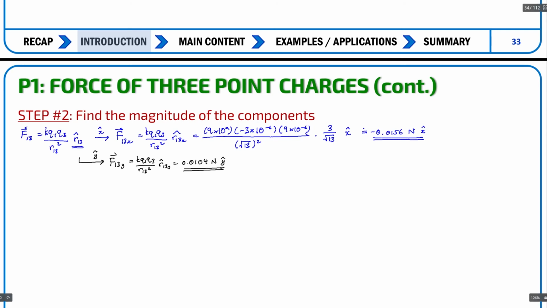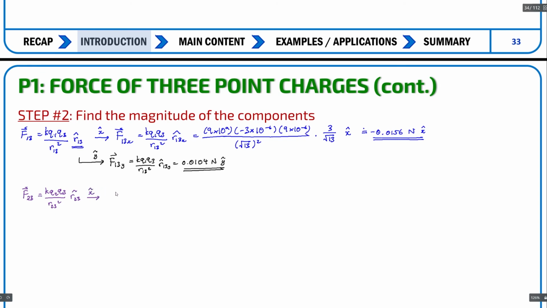I'm going to start with this one, we now should probably calculate F of 2 on 3. So F of 2 on 3, that would be the effect of the second charge on the third charge. I'm going to say that it will be k q2 q3 divided by r23 squared, r23 hat. And once again, we're going to have to do our x and y analysis.